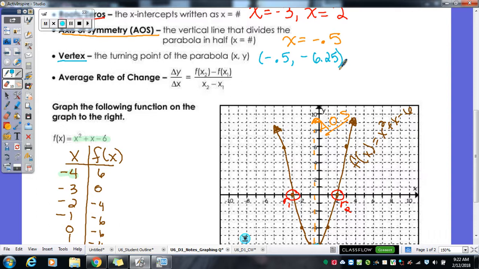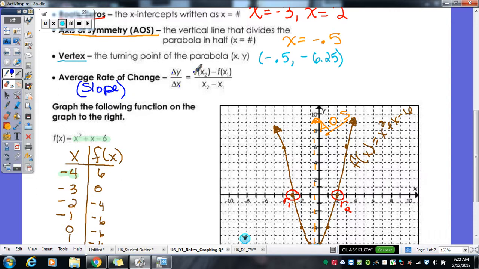And then our average rate of change. We talked about average rate of change. We did this back in our function unit. That's just your slope formula. Average rate of change is just the fancy name we use for it. You're just finding your slope between 2 points. So our slope is the change in y over the change in x.